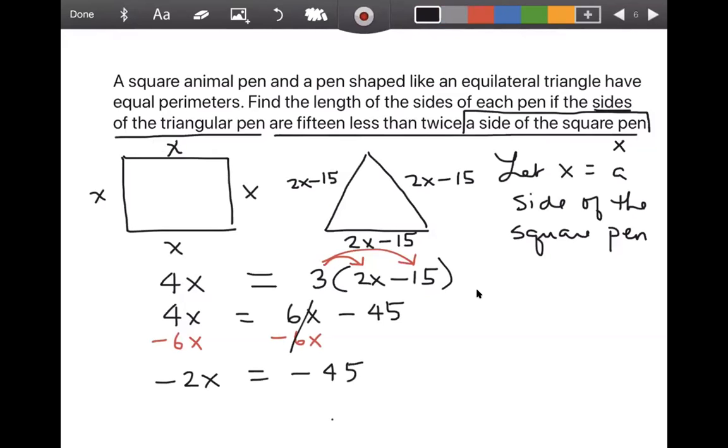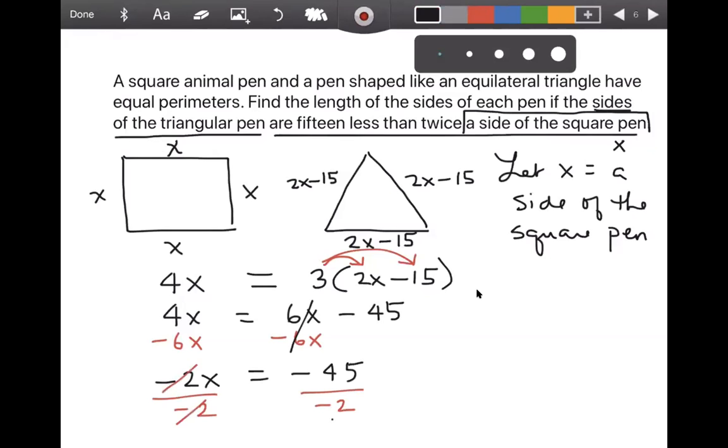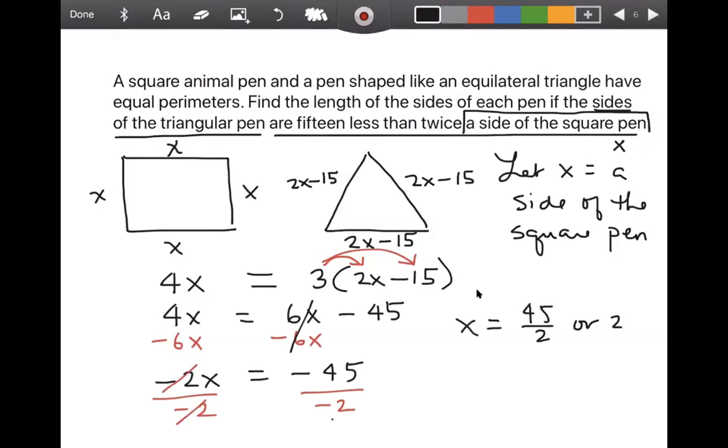We got negative 2x equals negative 45. Dividing both sides by negative 2, we get that x equals 45 over 2, or 22.5. You can just ask the calculator, what is 45 divided by 2? It'll tell you 22.5. So now we just want to make sure that we answer their question. That is the length of a side of the square pen.